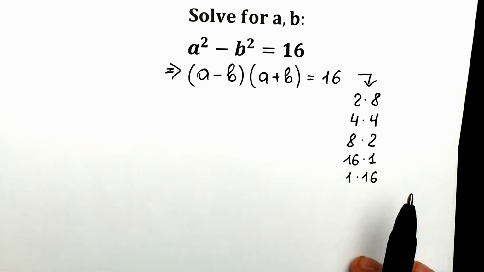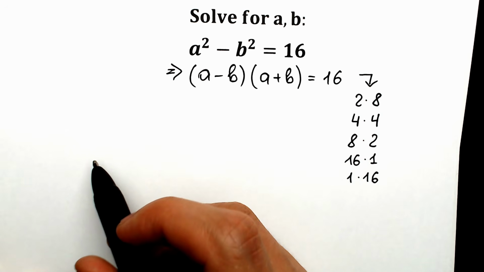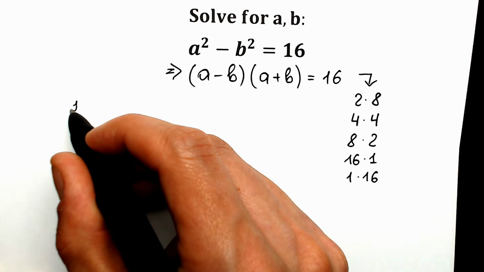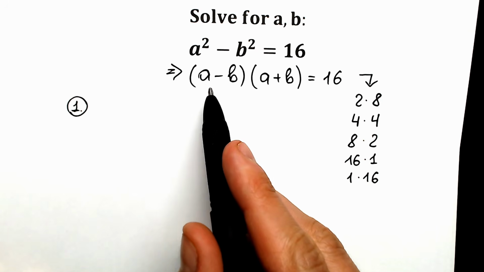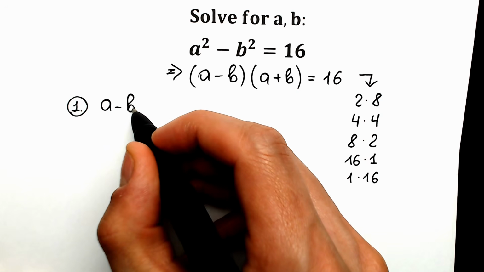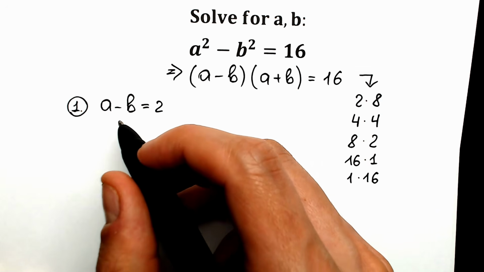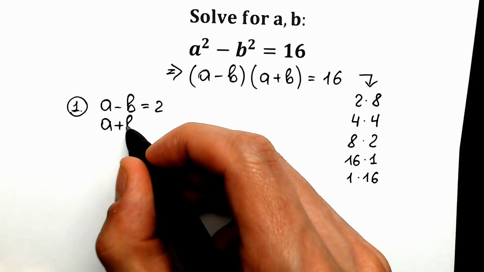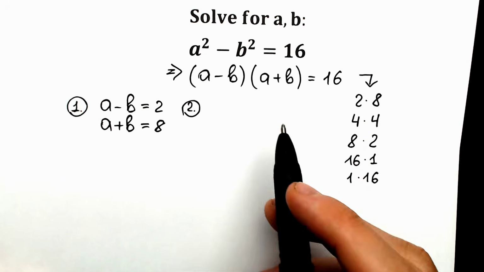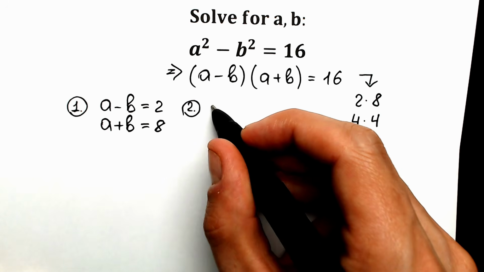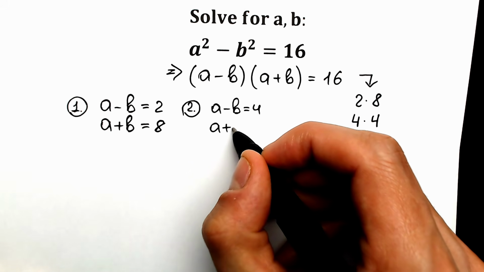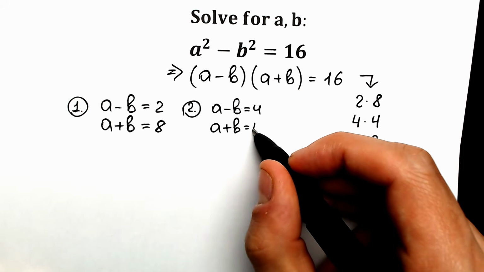So first of all, let's try to write all possible systems of equations. Let's do it right here on the left side. First system of equations: let's go from the top to the bottom. a minus b equal to 2, and a plus b equal to 8. Second system of equations: we have 4 and 4. So a minus b equal to 4 and a plus b equal to 4.